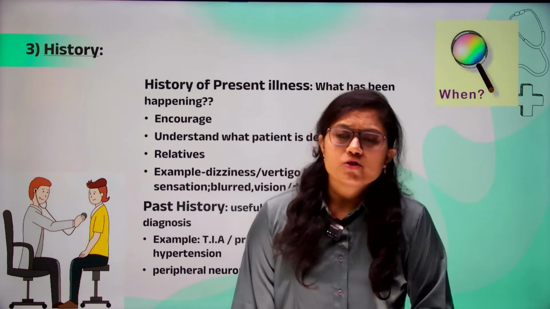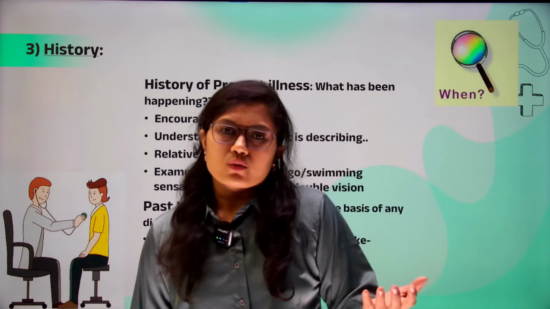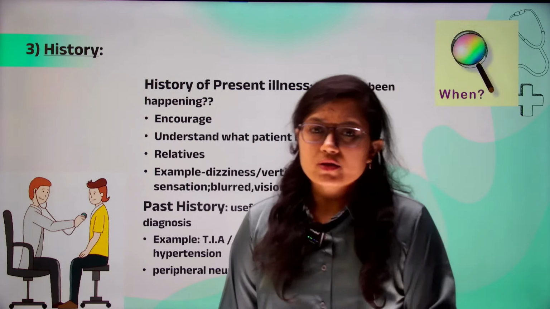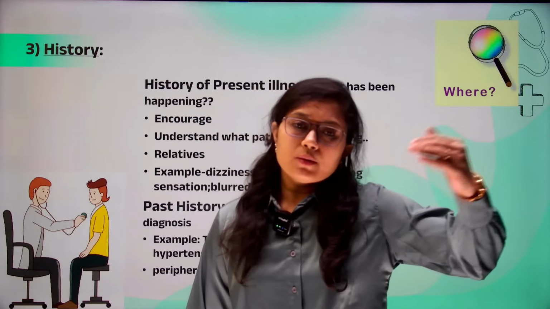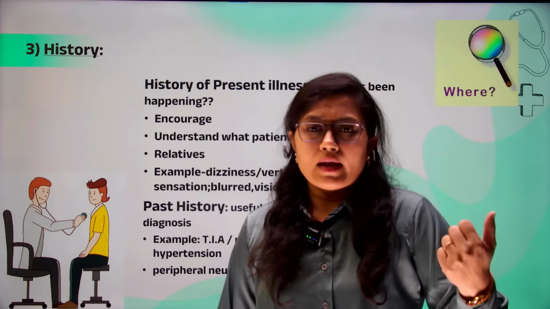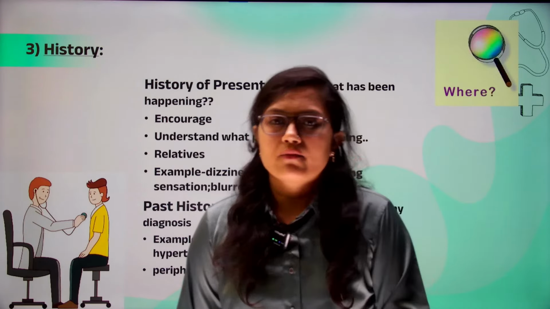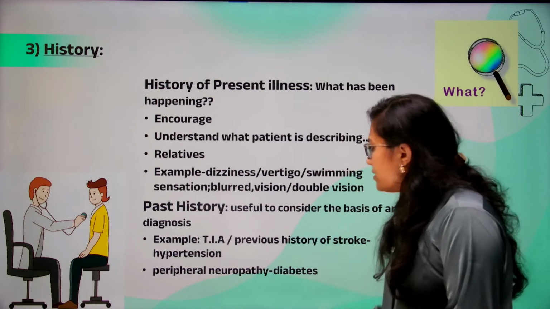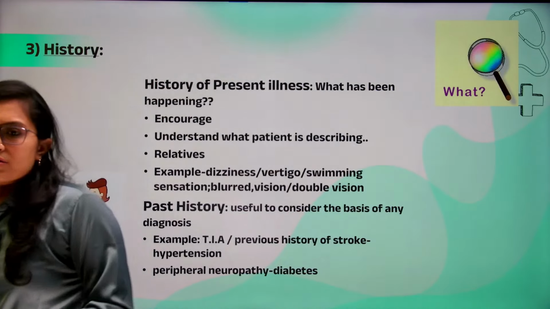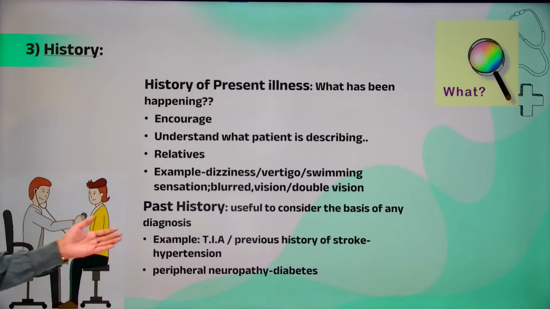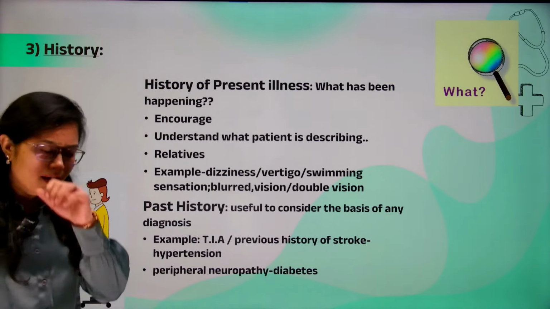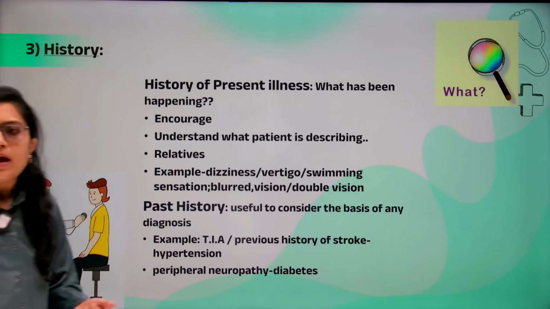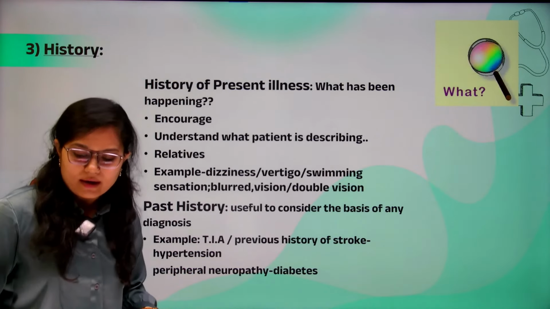In the same way, if the patient has a history of stroke, we need to know what symptoms the patient had initially, and whether now, due to the previous stroke, the patient is not able to lift the hand, or whether it is due to the recent condition. So we need to know all these things in the past history. That is useful to consider our diagnosis. Like we can take examples of TIA, that is transient ischemic attack, previous history of stroke or hypertension, or whether any peripheral neuropathy or diabetes has been there.